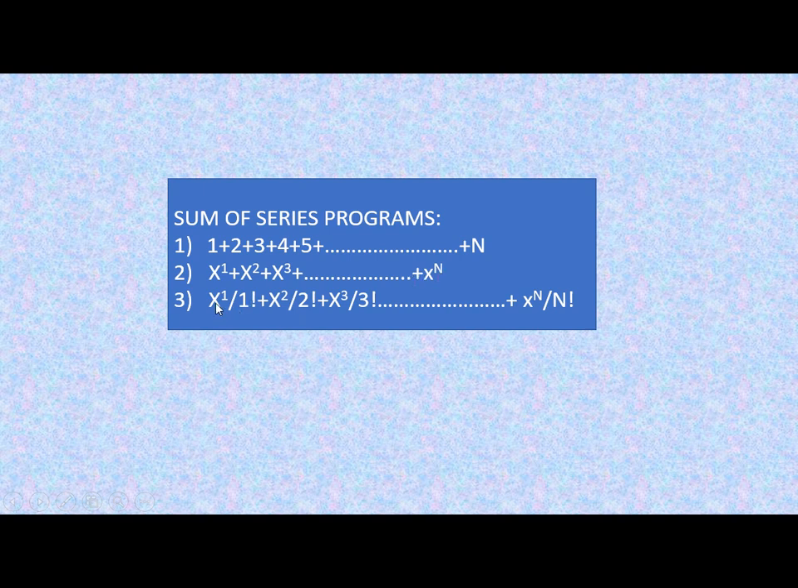And the next series is x to the power 1, means the same divided by factorial of each power. So here x to the power 1 divided by 1 factorial plus x to the power 2 divided by 2 factorial up to x to the power n divided by n factorial. So let's learn how to write programs for this series.